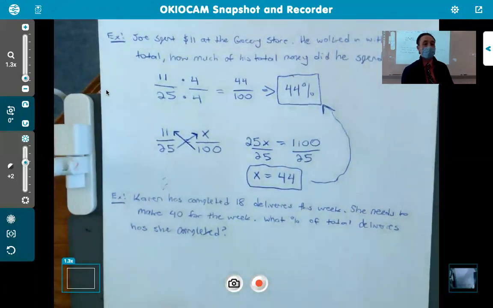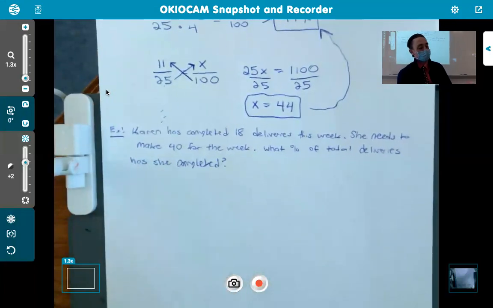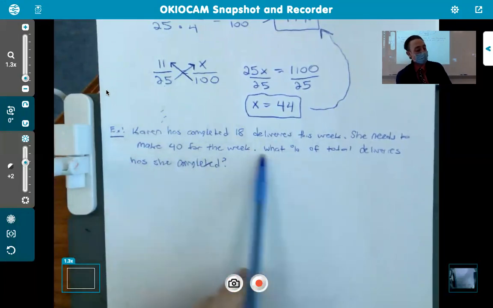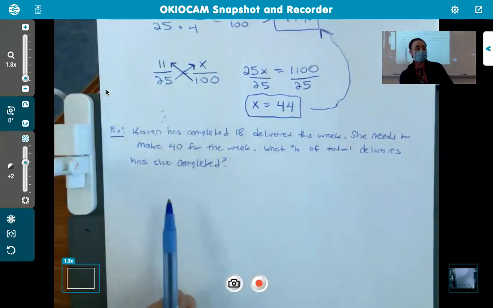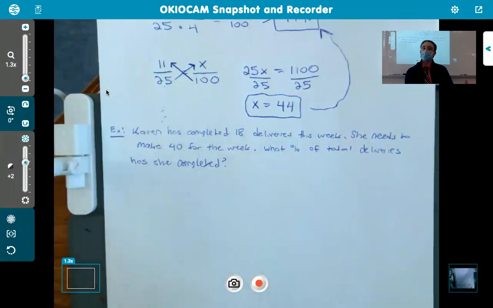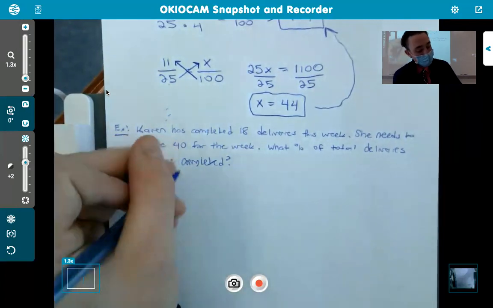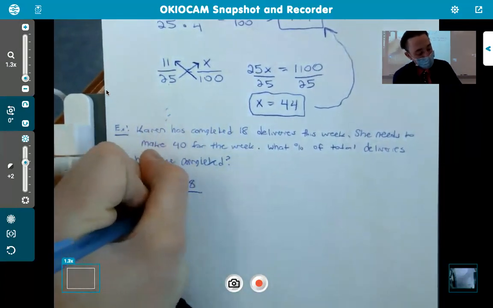All right. Let's take a look at the second example. It says Karen has completed 18 deliveries this week. She needs to make 40 for the week. What percentage of total deliveries has she completed? What would I do to set up maybe my first fraction? So it says she completed 18 out of 40 deliveries. What would my fraction be for my original ratio here? 18 over 40, good. So I'll have 18 divided by 40.